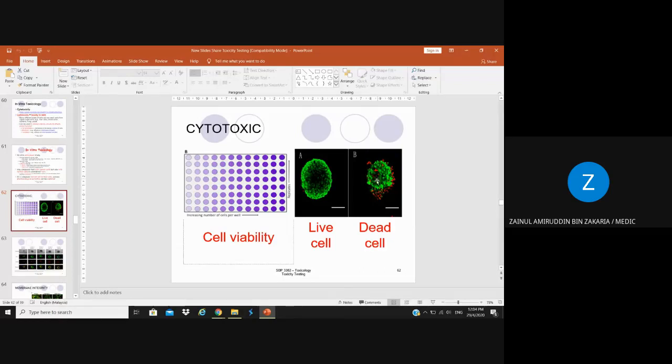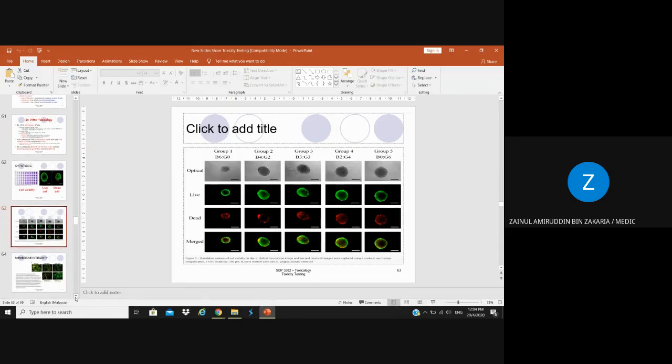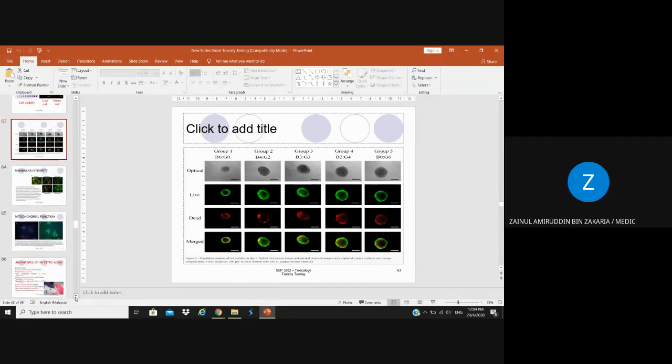Okay. And then another picture to show you changes that occur. You can look at under light microscope and under fluorescent microscope. Quite interesting study in vitro.